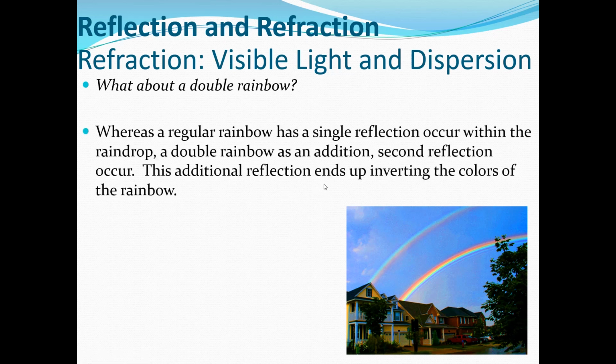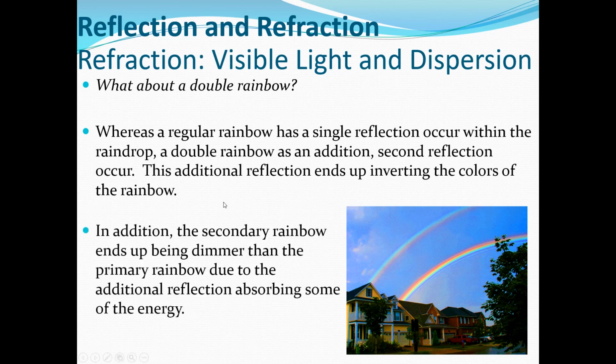So with double rainbows, what ends up happening is instead of it occurring during the first reflection, the light will come in at such an angle where after it reflects off from the back to the front, it won't be enough for it to transmit and will actually reflect again. So we get what's called a second reflection. Now, this second reflection actually ends up causing the colors to be inverted rather than be straight.